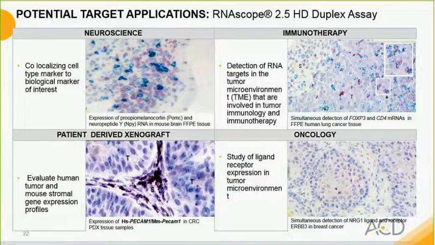Here we list a few of the many potential target applications you could utilize this duplex assay for. For example, colocalizing a cell type marker to a biological marker of interest, as in this example, the NPY neurons or neuropeptide Y neurons are identified and expression of POMC is studied. Here we see an example of detecting multiple targets of interest, and in particular FOXP3 and CD4, to characterize a tumor microenvironment in FFPE lung cancer tissues.